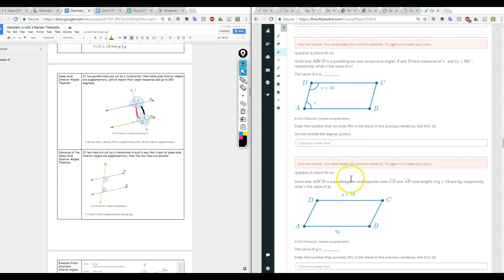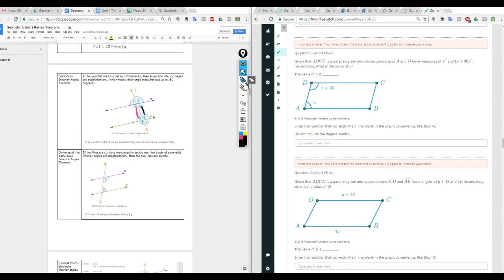Question 8, let's step through it, and question 9 is extremely similar. There's two main questions that we have to ask ourselves when we're setting it up. So given that ABCD is a parallelogram and consecutive angles A and D have the measures of x and x plus 30 degrees respectively, what is the value of x? The value of x is blank. Enter the number that correctly fills in the blank of the previous sentence, like this, 42. Do not include the degree symbol.